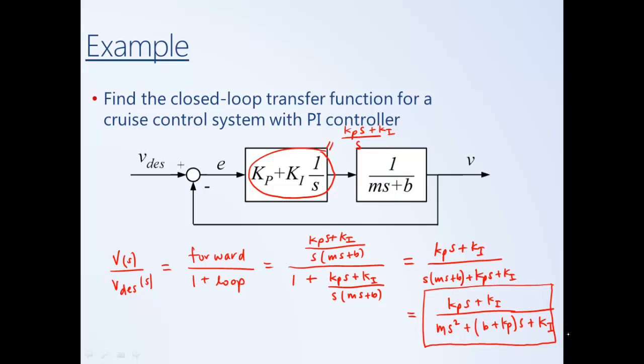And we can see how the two control gains affect the coefficients of the polynomial in the denominator. Looking at the units of this transfer function, the input is a speed, the output is a speed. So in essence, the units will cancel and the transfer function will be unitless.